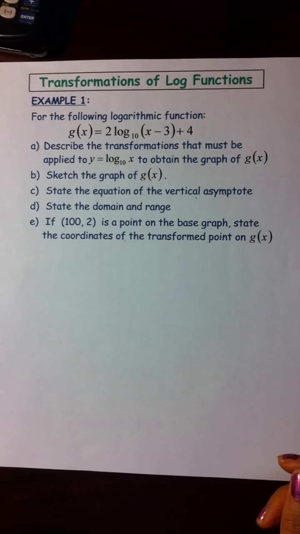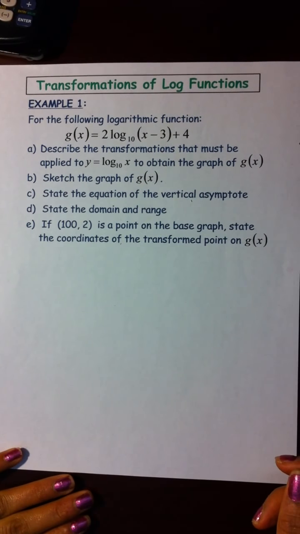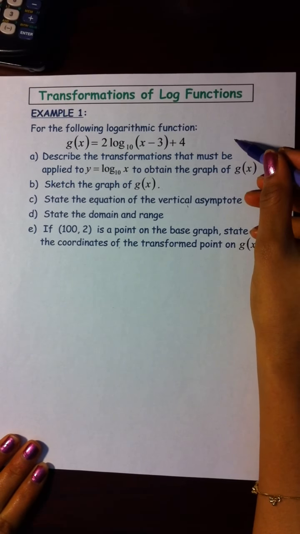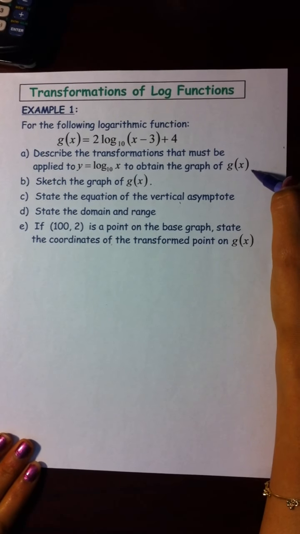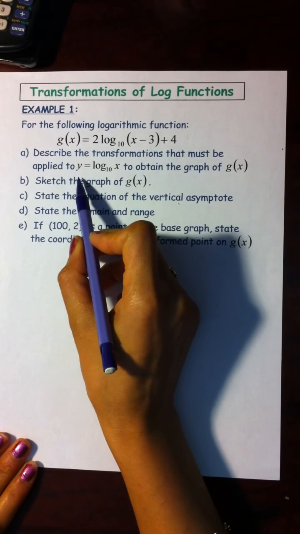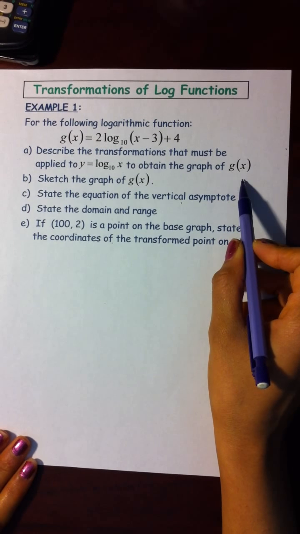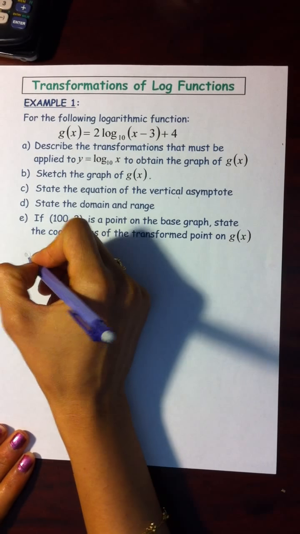Okay, so let's do example number 1. For this example, the first question says: for the following logarithmic function, describe the transformations that must be applied to our base function, y equals log base 10 of x, to obtain the graph of g of x. Alright, so let's go ahead and do part 1.